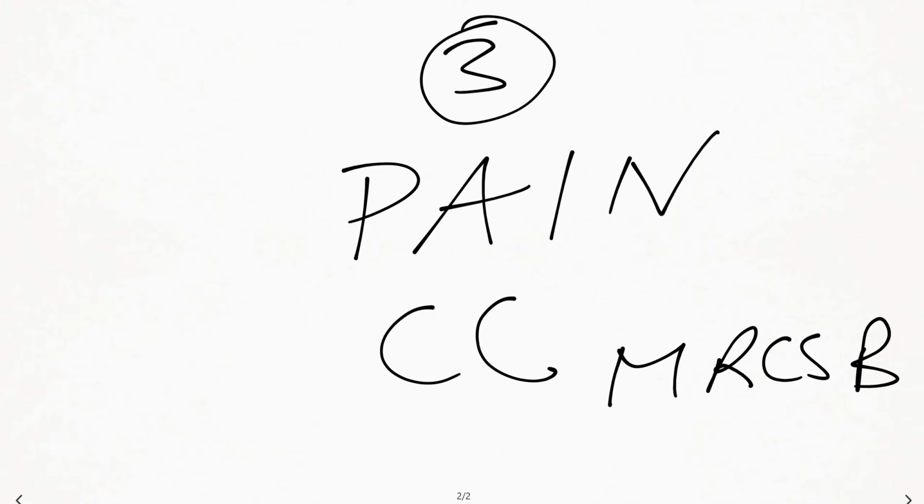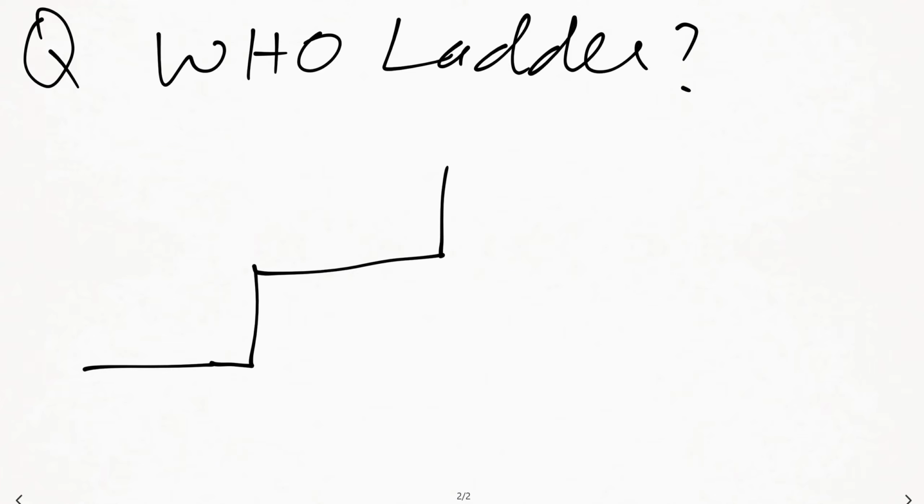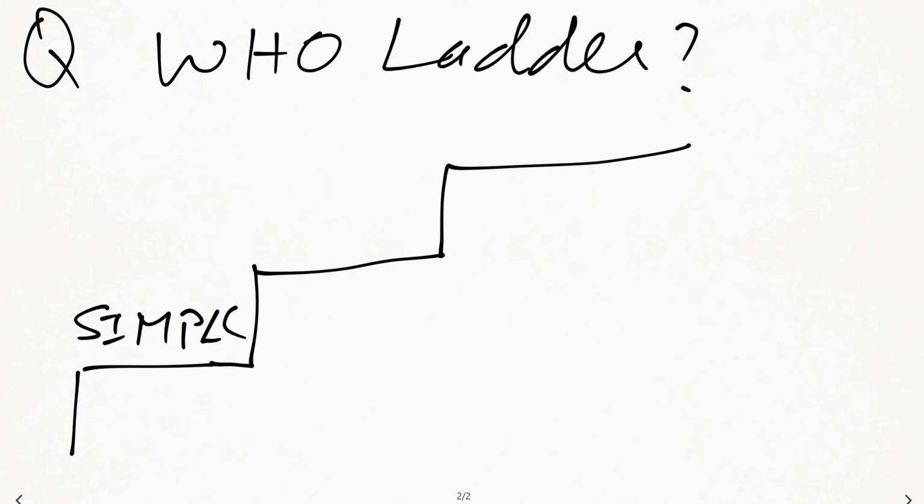Okay, so we are going to discuss the next questions that will show up by the examiner, and the next question here will be about the WHO ladder. They're going to ask you to explain the WHO ladder, and you want to explain it in simple words. The first step here will be simple analgesia, and simple analgesia includes in the beginning paracetamol. So this is the first step.